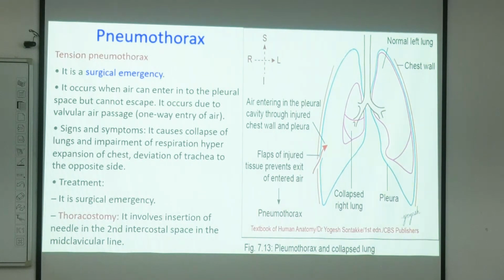Now another, tension pneumothorax. This is a surgical emergency. It occurs when the air can enter the pleural space but cannot escape, due to valvular air passage, one-way entry. Here I have told the flaps help in entry of air, but air cannot come out from the pleural cavity due to the flap valve mechanism. Signs and symptoms: it causes collapse of the lung and impairment of respiration, hyperexpansion of the chest and deviation of the trachea to the opposite side. Treatment is surgical emergency, surgical correction of the injury, and thoracostomy. It involves insertion of a needle in the second intercostal space in the mid-clavicular line. This is the treatment for pneumothorax.